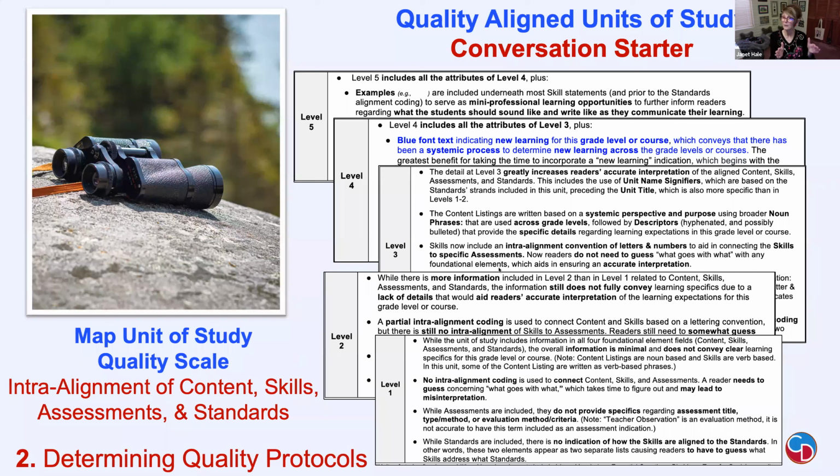So I'll tell you right now before we begin, for me on my scale, level 1 and level 2 are examples of not quality intra-alignment, which is what I'm focusing on. Level 3 and on start with that. And then it gets a little bit more into the detail you can put into a map unit.